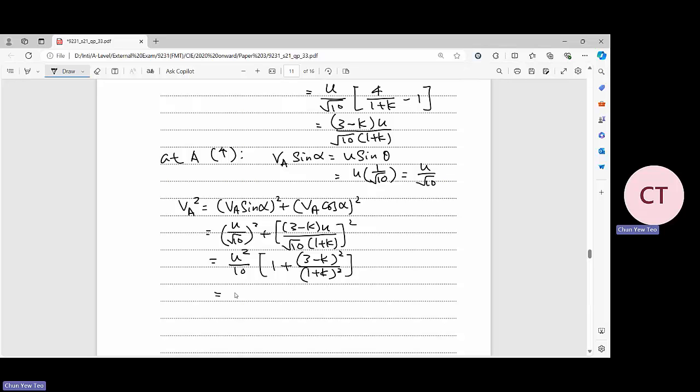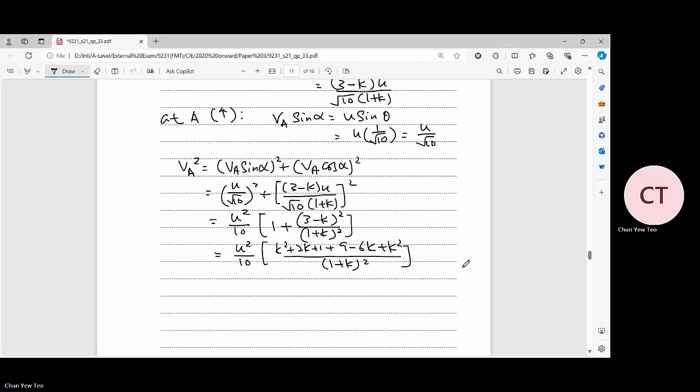So I just need to expand and simplify. U square over 10, put it here. 1 plus k square, you get k square plus 2k plus 1, plus 9 minus 6k plus k square, divided by 1 plus k square. If you combine the two fractions into one, you will have u square over 10, 2k square minus 4k plus 10, over 1 plus k square. I don't plan to expand the denominator. Usually we just leave it first.